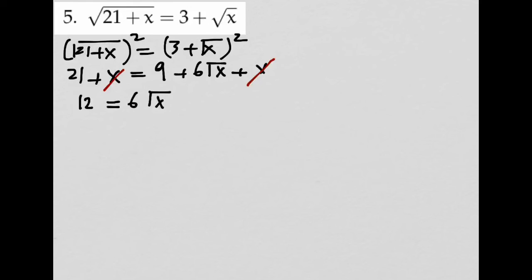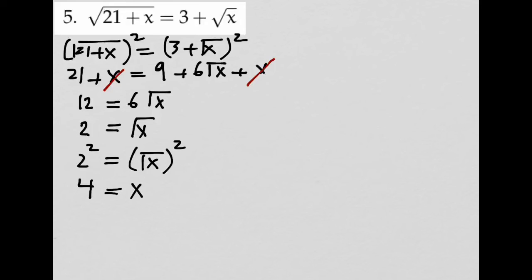Divide both sides by 6 to get 2 equals square root of x, and square both sides to get 4 equals x. That's the solution of the squared equation. Let's check whether it's also a solution of the original equation.